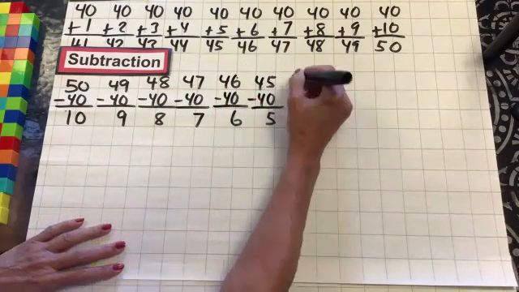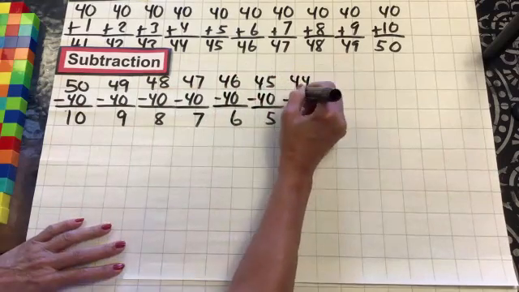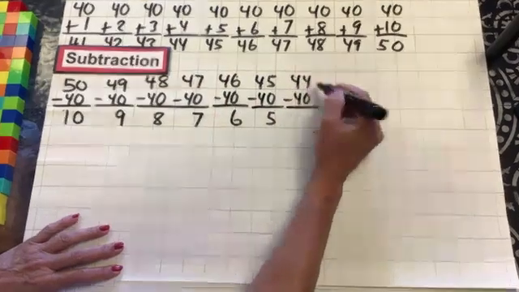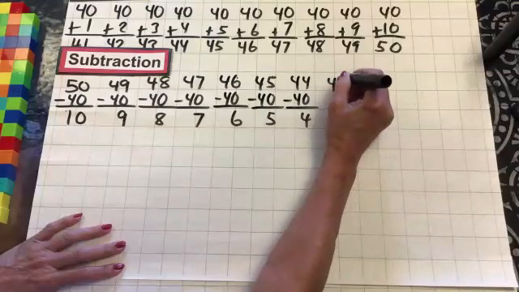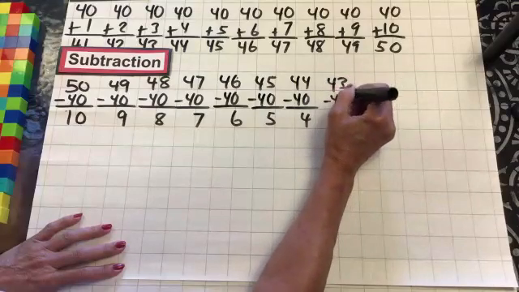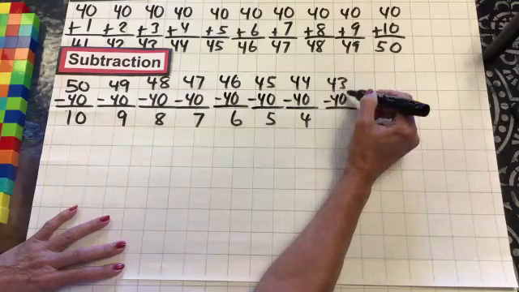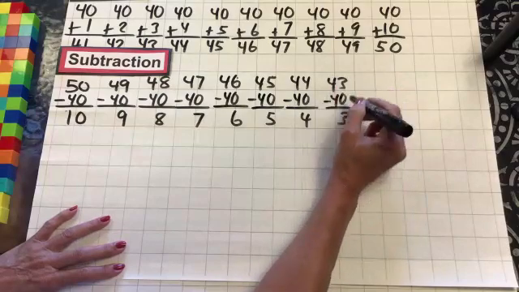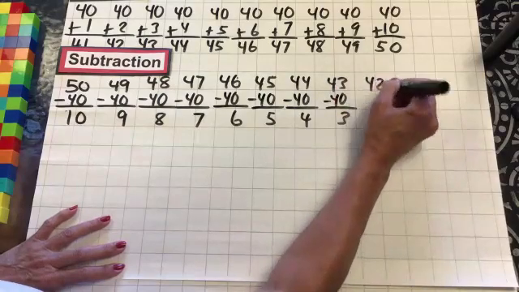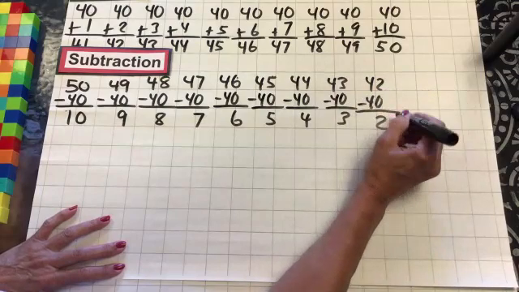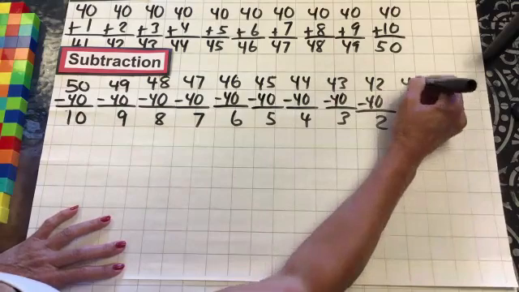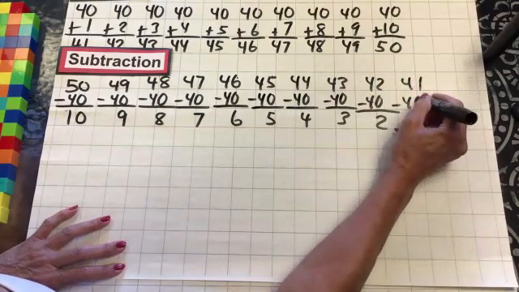4 minus 4, nothing. 44 minus 40 equals 4 minus 0 is 4. 4 minus 4, nothing. 43 minus 40 equals 3 minus 0, 3. 4 minus 4, nothing. 42 minus 40. 2 minus 0 is 2. 4 minus 4, nothing. 41 minus 40.